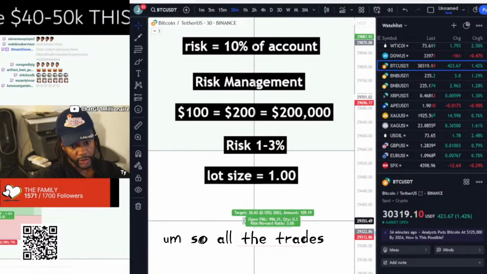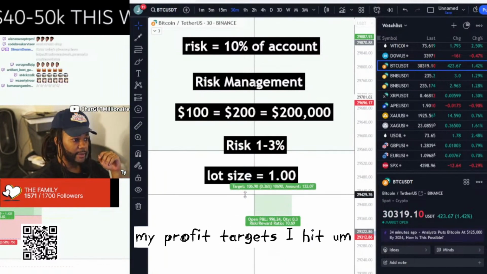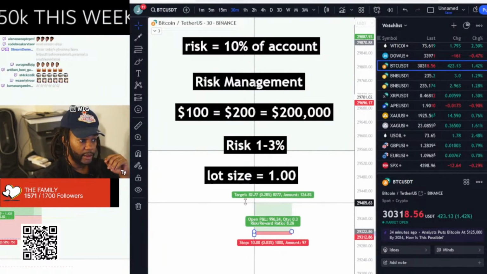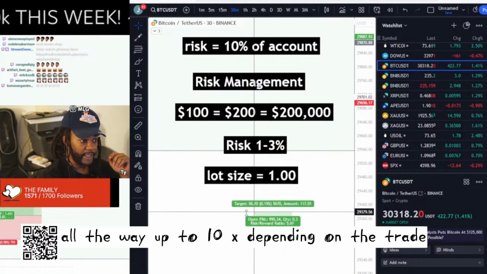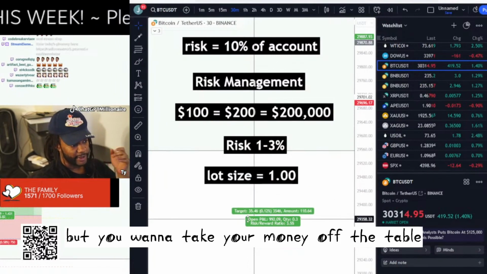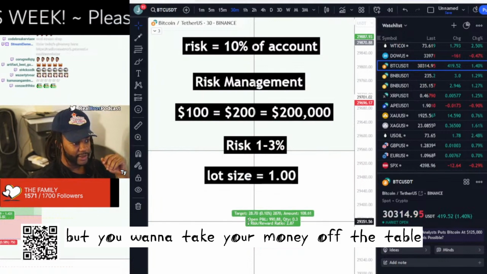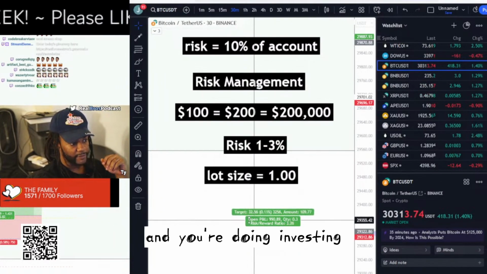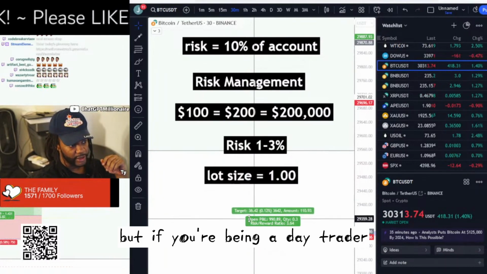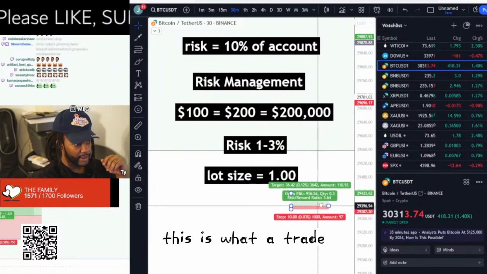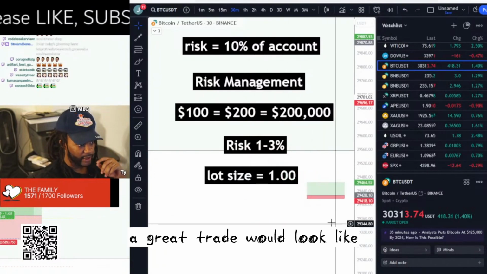So you're risking 3% and you want to make... All the trades, my profit targets, I hit anywhere from 3x all the way up to 10x depending on the trade. I've been in bigger trades like 15x, but you want to take your money off the table. You don't want to just have money sitting in the markets unless you're like Warren Buffett and you're investing. But if you're a day trader, you want to take your money. So now this is what a great trade would look like with risk management.